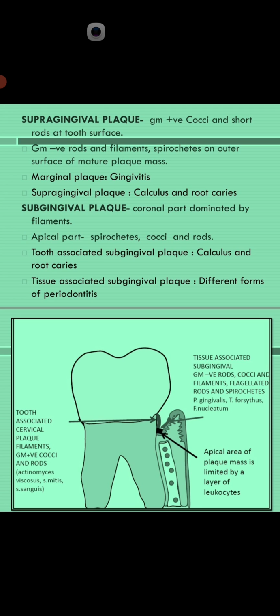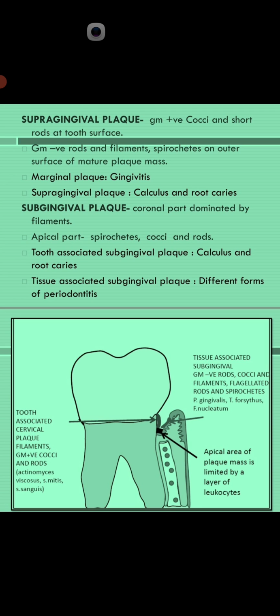Now, supragingival marginal plaque causes gingivitis because there is marginal gingival inflammation due to this plaque, and the supragingival coronal plaque calcifies and forms calculus, and this calculus will be responsible for root caries.